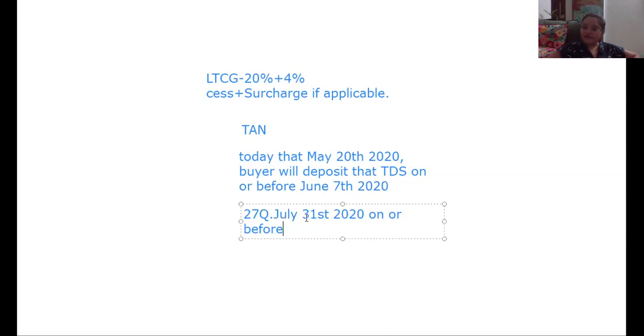And then after filing the return, he has to also provide a TDS certificate to the NRI seller, saying that yes, your TDS was deposited and the return was filed, within 15 days of filing of the TDS return.